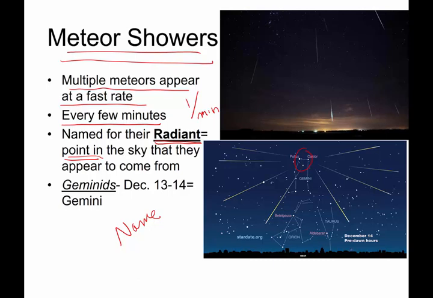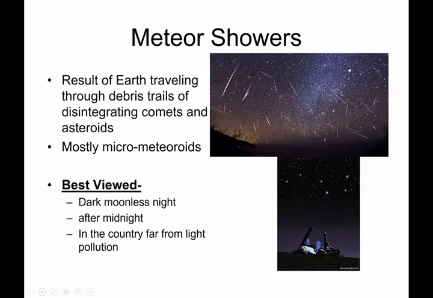In this photo down here in December, when the Geminids appear, the meteor shower appears to come from that neighborhood of the sky. So it produces these meteor showers, these clusters of meteors that we see, many of them very quickly. This occurs when the Earth is traveling through the debris trail of comets and other asteroids.